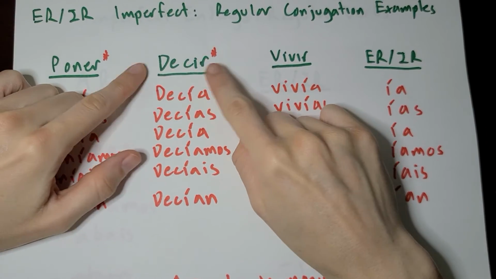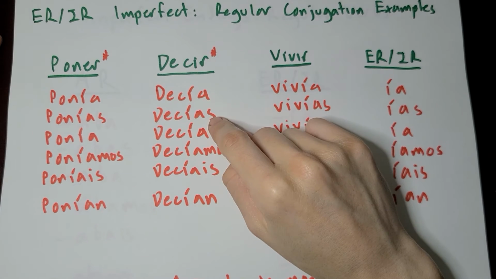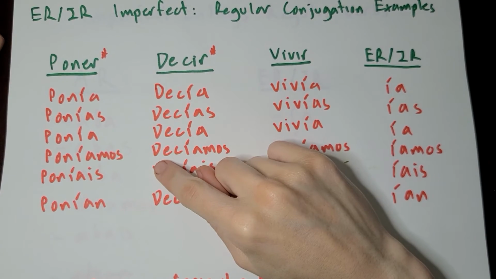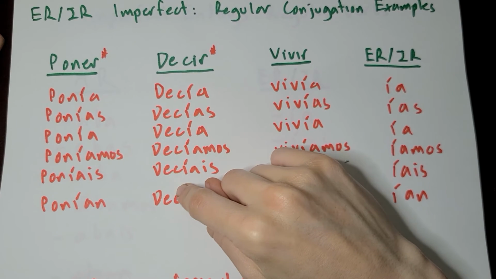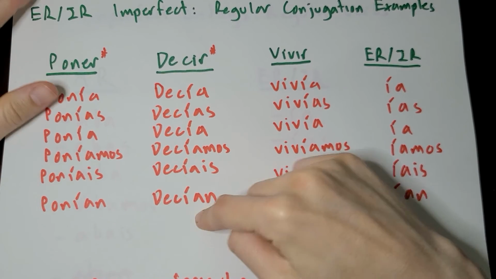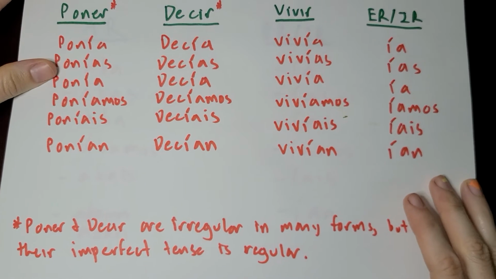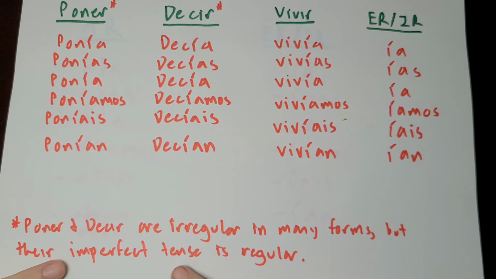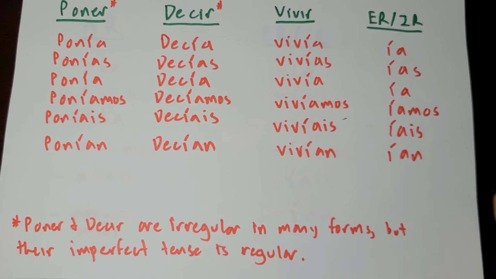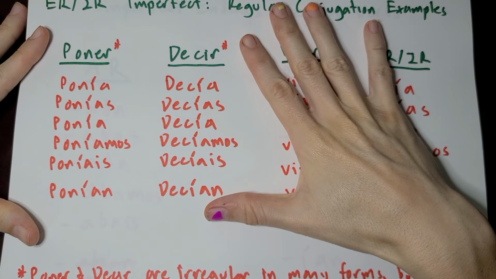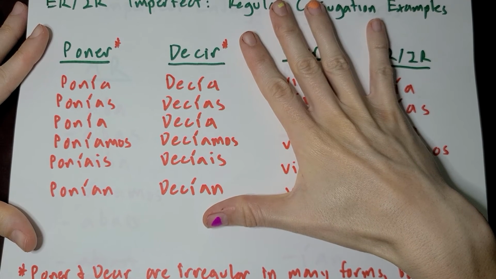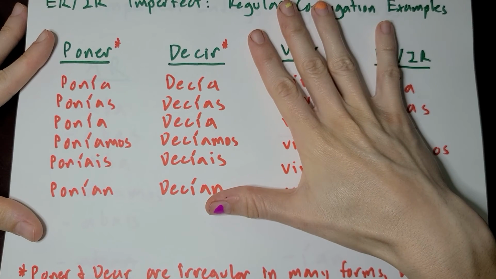Decir means to say. Yo decía, tú decías, él decía, nosotros decíamos, vosotros decíais, ellos decían. So just a little side note, poner and decir are irregular in a lot of their forms, but the imperfect tense is actually regular. So you may remember poner and decir from other videos on irregular verbs. A lot of their forms are irregular, but for the imperfect tense, they just get normal conjugations.